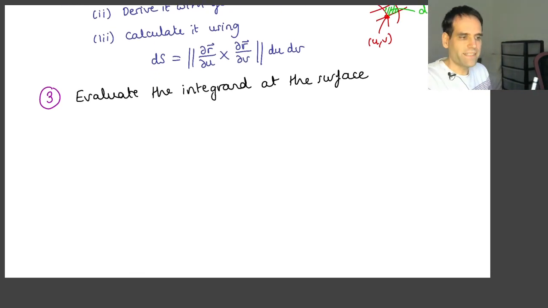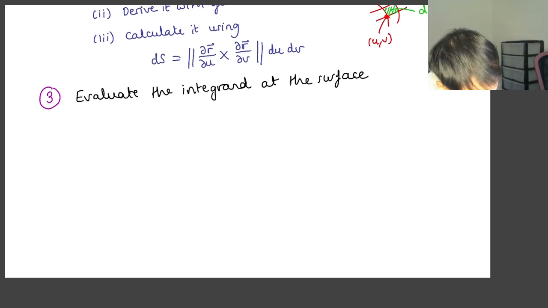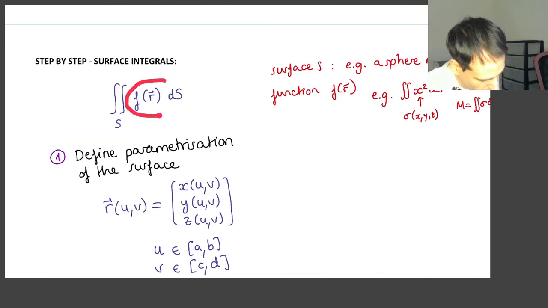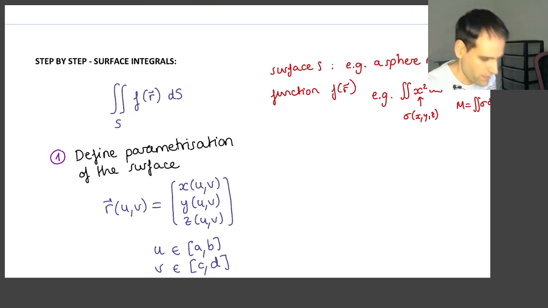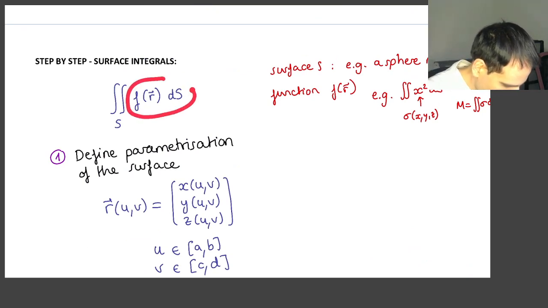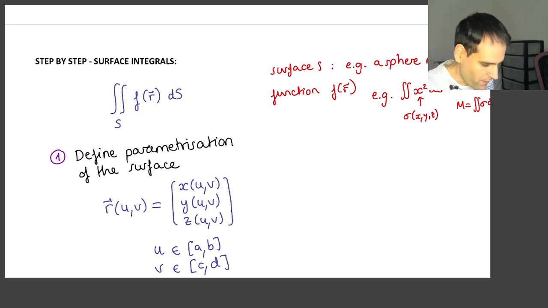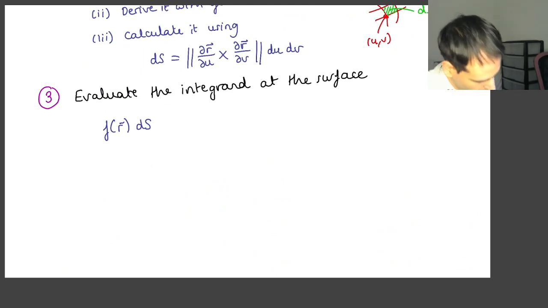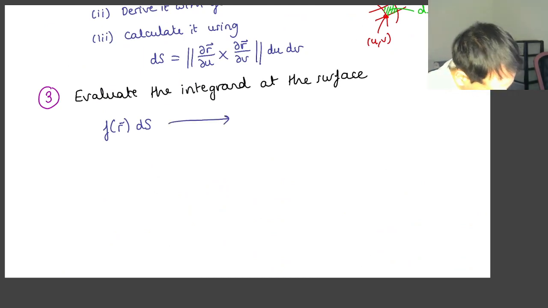So what is the integrand? So the integrand is f of r times dS. Okay, so the integrand is whatever is inside of the integral. So this is the integrand. Okay, so you need to make sure that this integrand is evaluated at the surface. What do I mean by this? So what I mean by this is that you have to substitute the fact that r is a function of u and v.